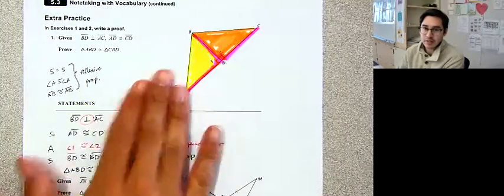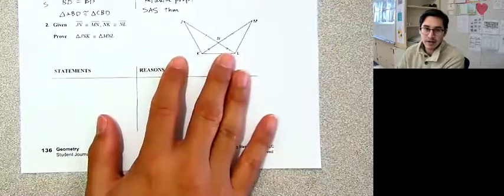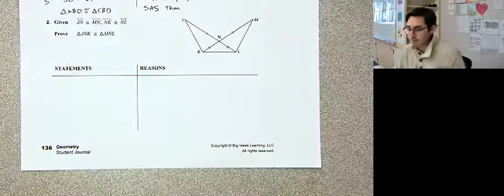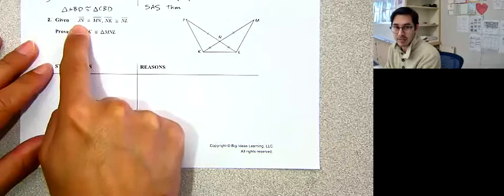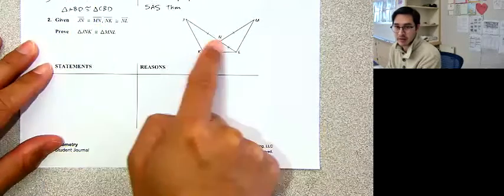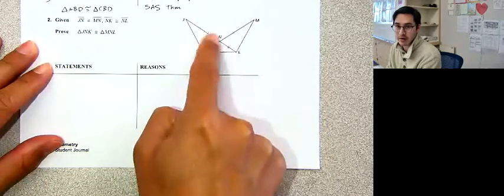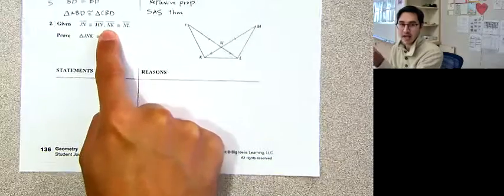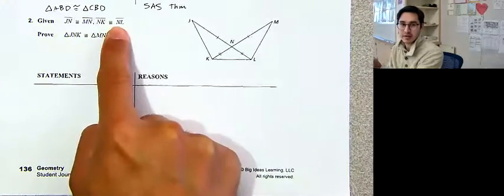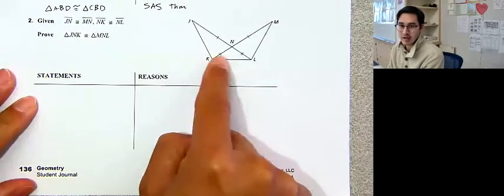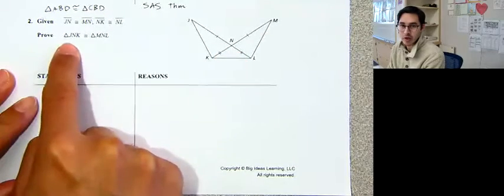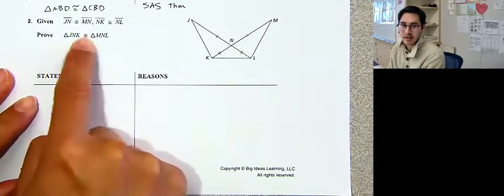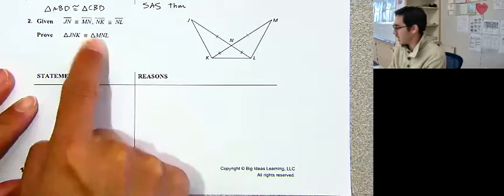So this is the proof we did in the last video, and then here is a proof we're going to do in this video. If we look at what's given, segment JN is congruent to MN, so both of those have the single tick mark. Segment NK is congruent to NL, those both have the double tick mark. And what we want to show is triangle JNK is congruent to triangle MNL.